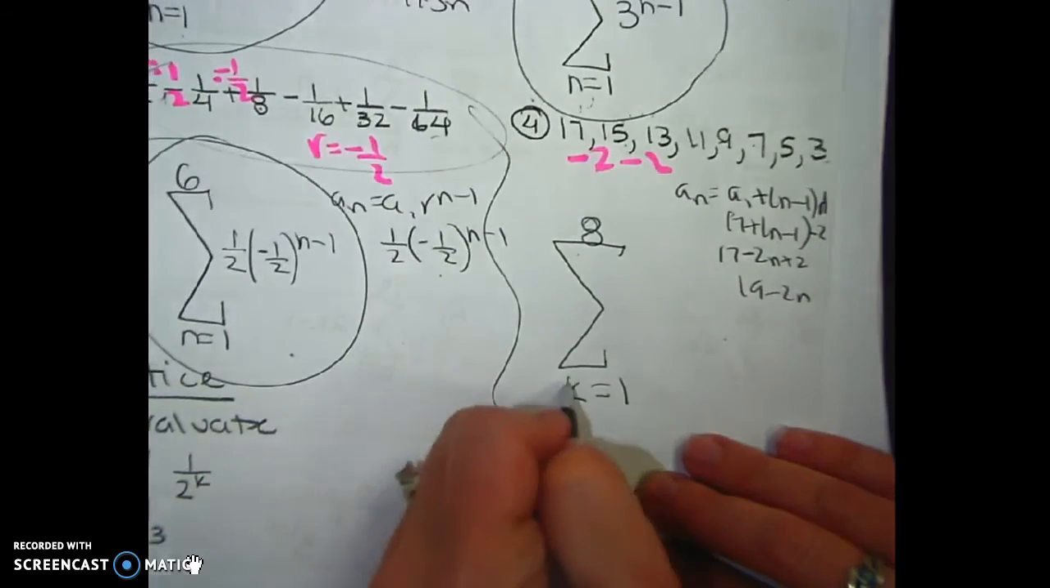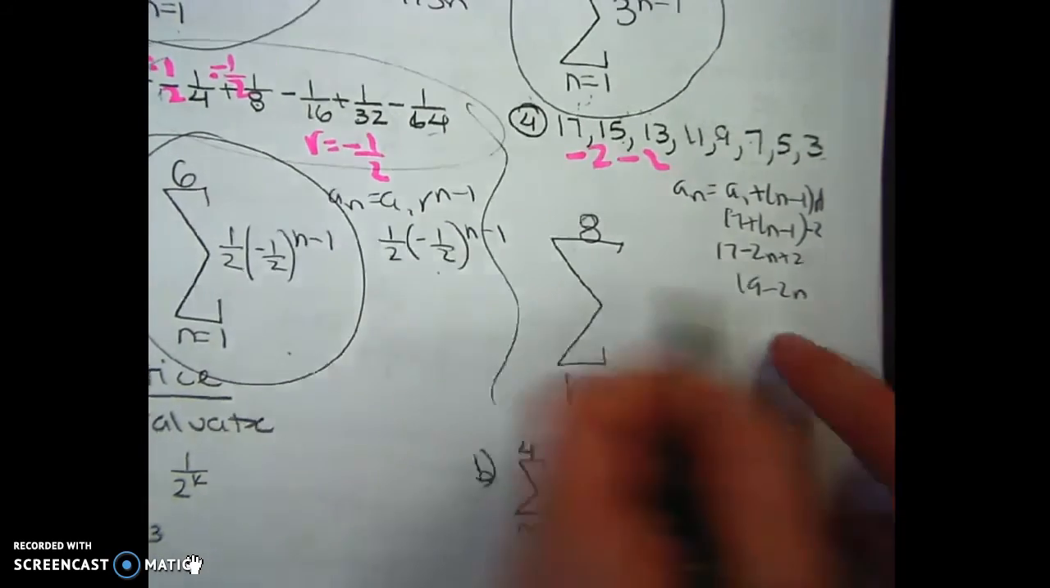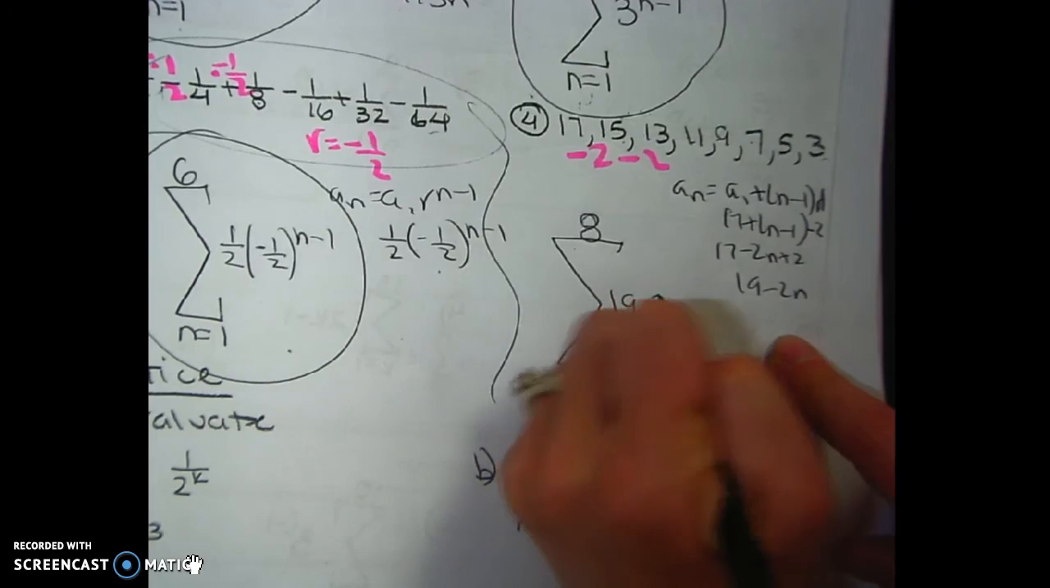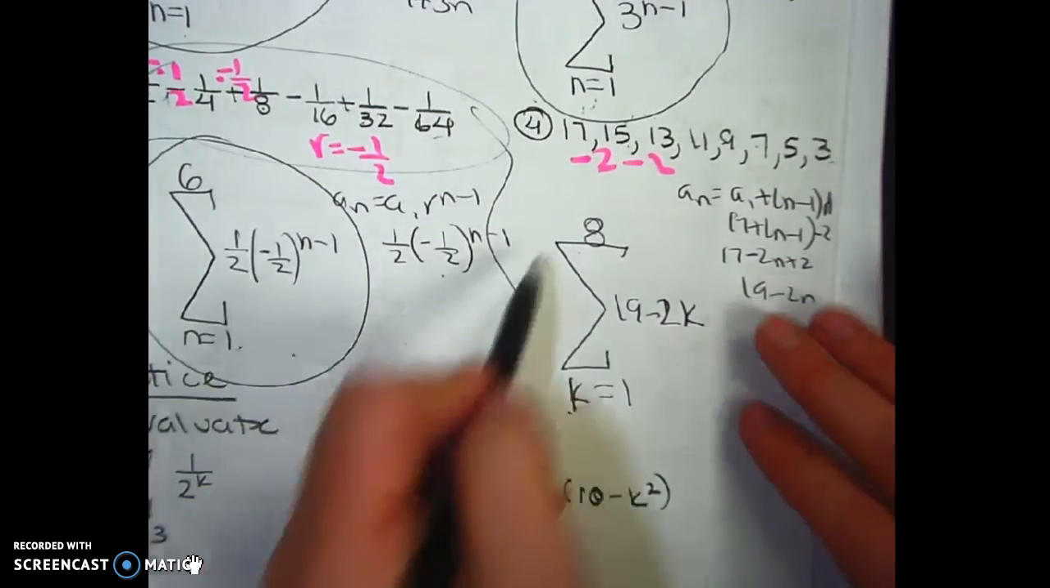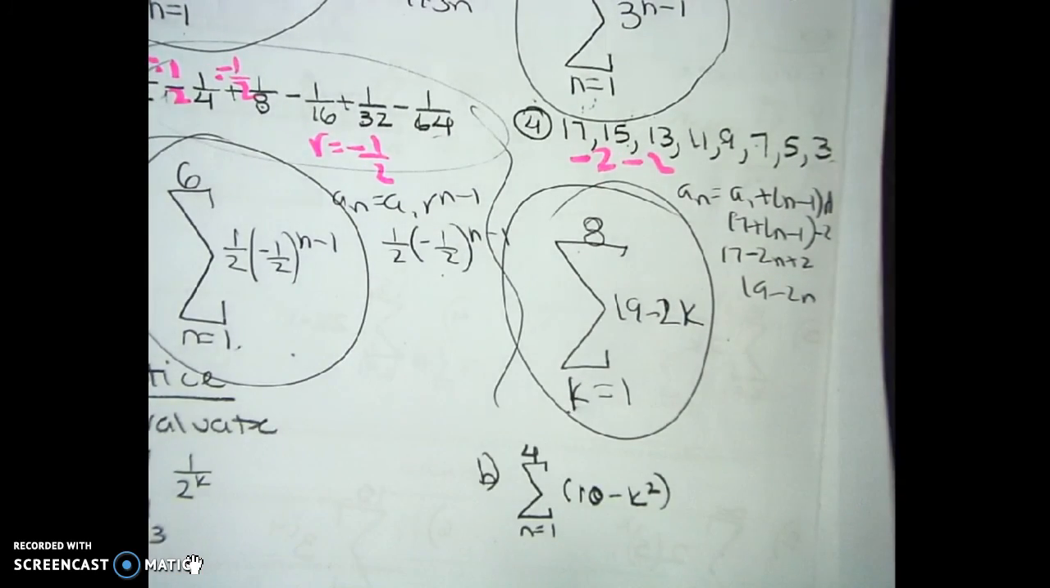But here's the thing. I decided to use a k this time. Since I decided to use a k, I'm going to have to make sure I do a k here. This is why I usually just stick to n. That's the second part. Done.